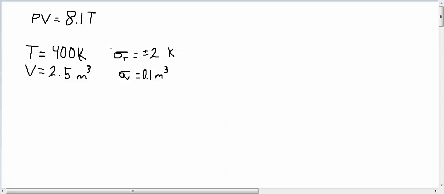And here we have the variance of that measurement that we took for temperature, which is plus or minus 2 Kelvin. And here we have the variance of the volume that we took, which is plus or minus 0.1 meters cubed. And we're going to use this to figure out what the pressure should be.